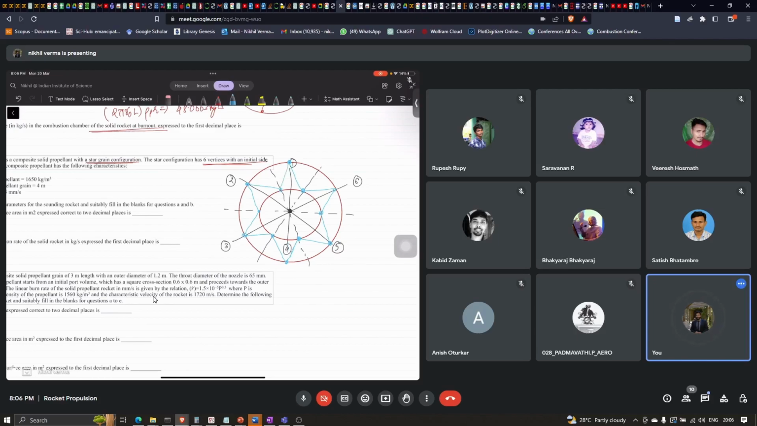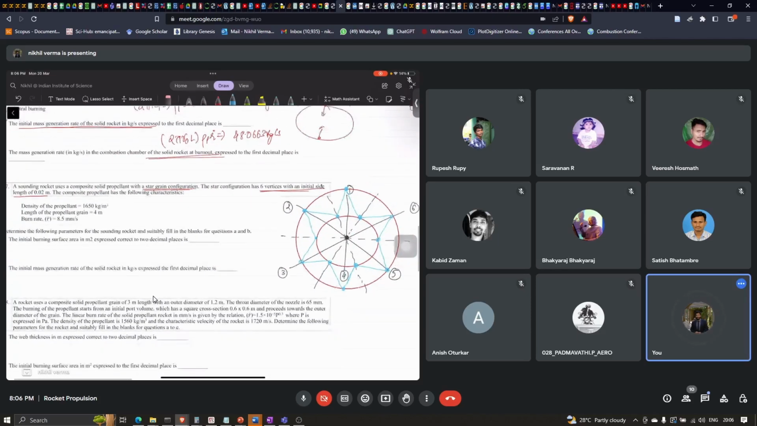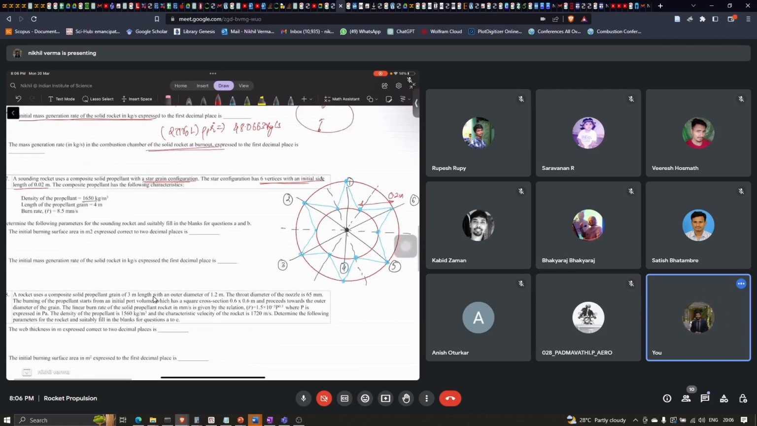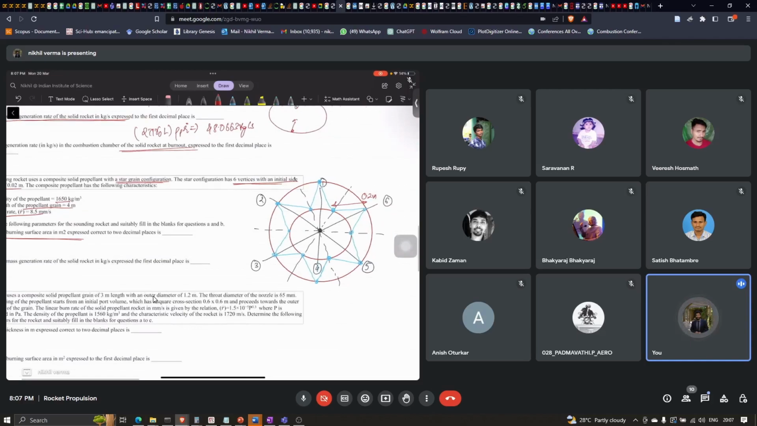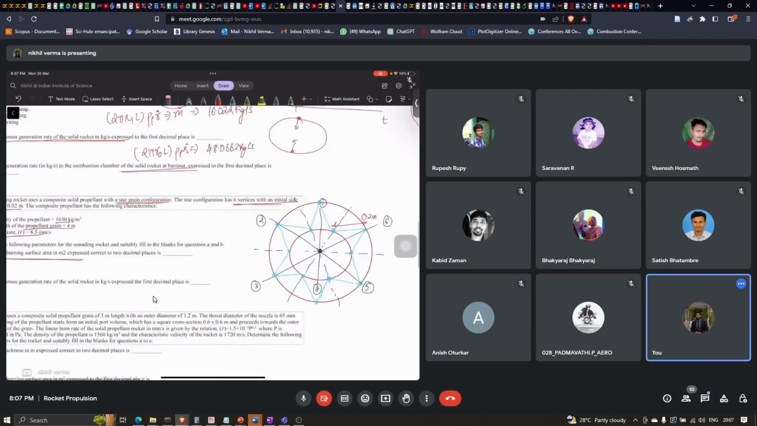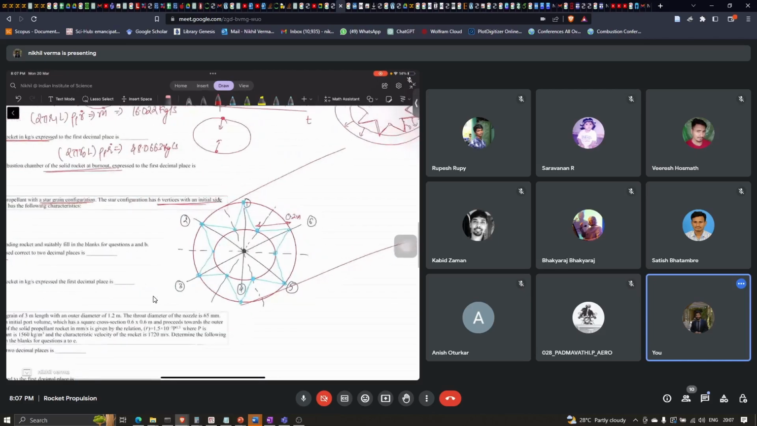So we have a 6-star grain, 6 vertices, and the side length is given as 0.2 meters. Density is given, length of the propellant grain is given, burn rate is given. So you have to find the initial burn surface area. How will you calculate this burn surface area?